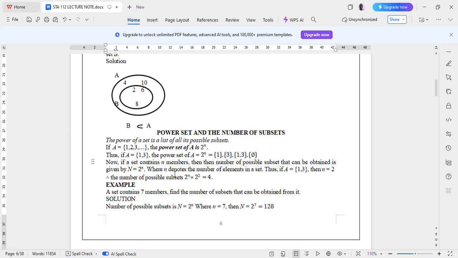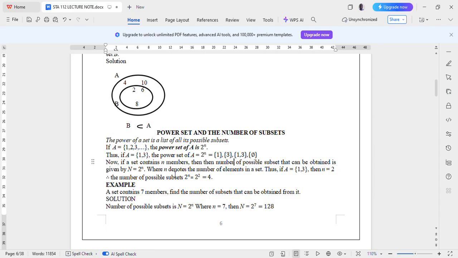Now, how do we get those subsets? Let me use this one as an example. We have 1 can stand alone, it's a singleton set. 3 can stand alone. 1 and 3 together is also a set. Then how do we get the last one? The last one is the empty set. There is a rule in sets that says every set is a subset of itself, and the empty set is a subset of all sets. Get it clear? Every set is a subset of itself. The empty set is a subset of all sets.